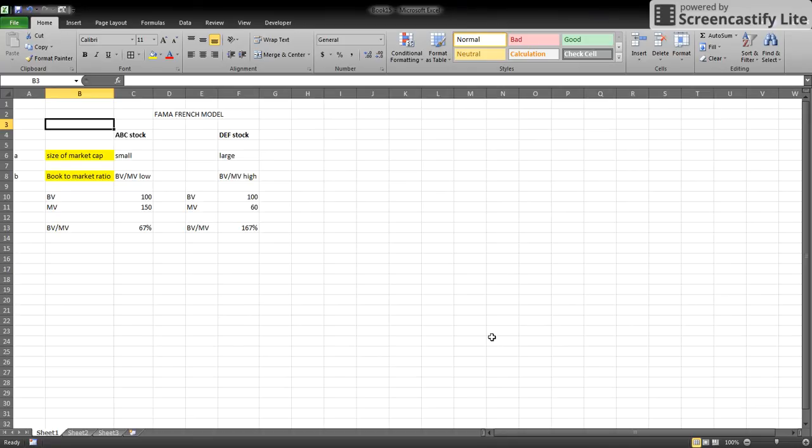Then the other two are additional, and we are going to explain in this video why those two variables are there and what is their significance, and how they affect the required rate of return based on the profile of the stock that we are trying to value. So I've taken the example of two stocks. One is the ABC stock, hypothetical of course, and DEF is the other stock.